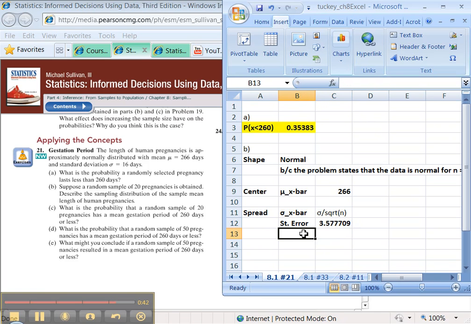But there it is. Notice how much smaller it is, right? Because groups of size 20 balance each other out. They're not going to be as spread out as individuals are. Individuals can be give or take 16 days. But groups of size 20, their averages can only be about 3.577 days apart from each other. It's just hard to get groups to be far apart, way harder than it is for individuals. All right, now we've done Part A and B. Next we'll head to the probability questions for C and D.